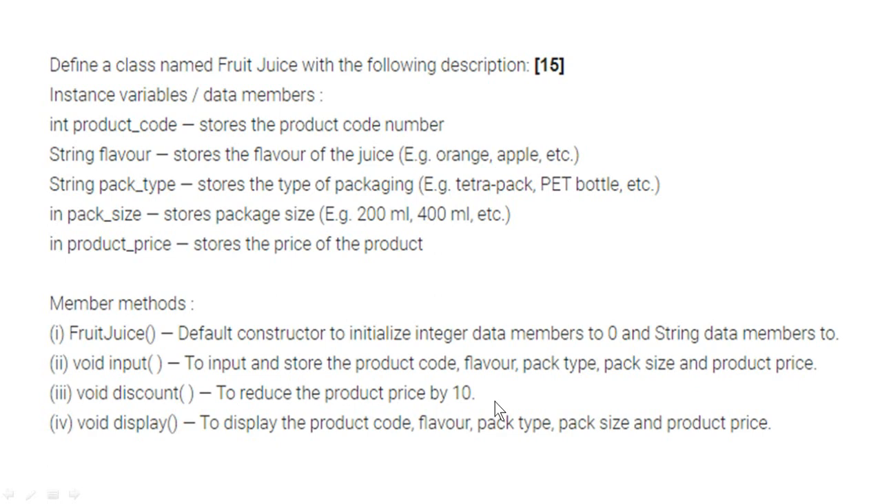Okay, so we are going with 10 rupees. So you are going to reduce 10 rupees for all the products you are purchasing, right? Next is void display, to display all the details, that is product code, flavor, pack type, pack size, product price, everything. You are going to display it on the terminal window. So we'll see how to do that in the program.